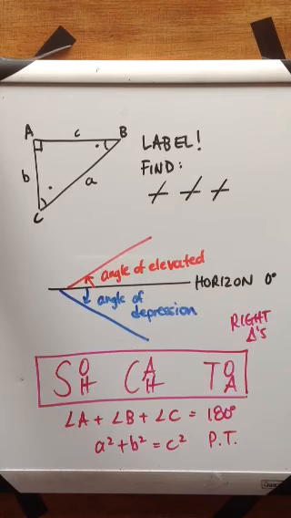So, in the next few lessons, we will learn about some more tools we can add to your trig toolkit that enable us to solve for angles and side lengths in triangles that are not 90 degrees.